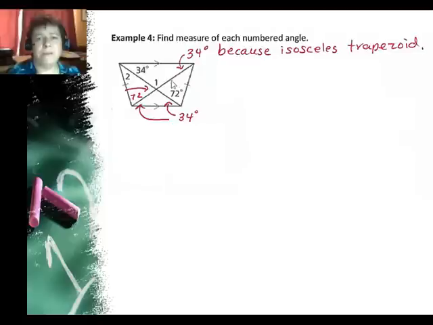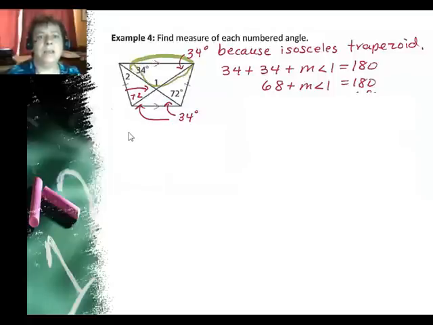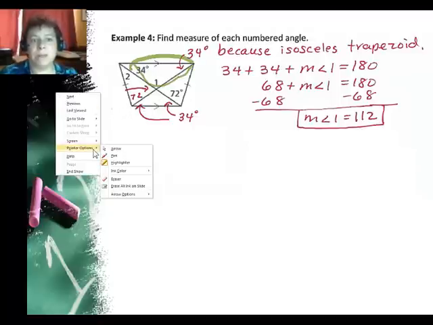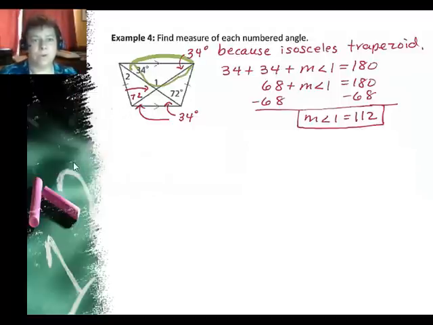Now I'm trying to find angle 1. So I say 34 plus 1, this is one triangle right here, is 180 degrees. Then I combine the 34 and 34, so I get 68 plus the measure of angle 1 equals 180. Subtract 68 from both sides, and I find out that angle 1 is 112 degrees, which is good. So angle 1 is 112 degrees right here, 112.